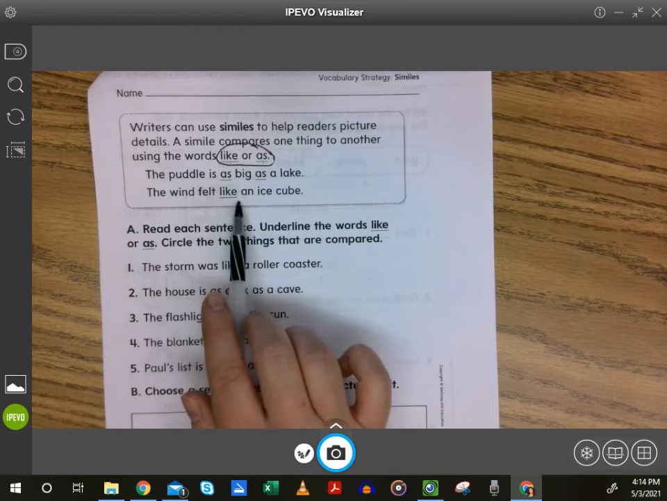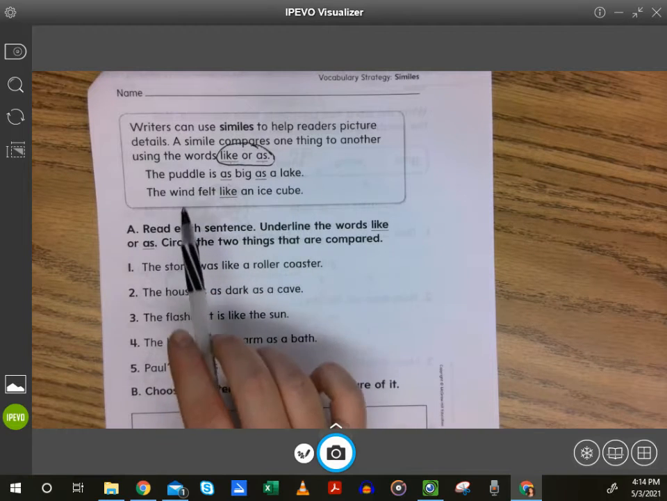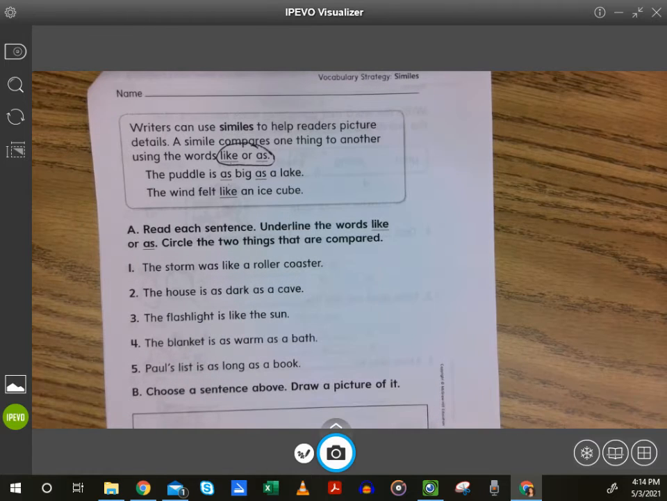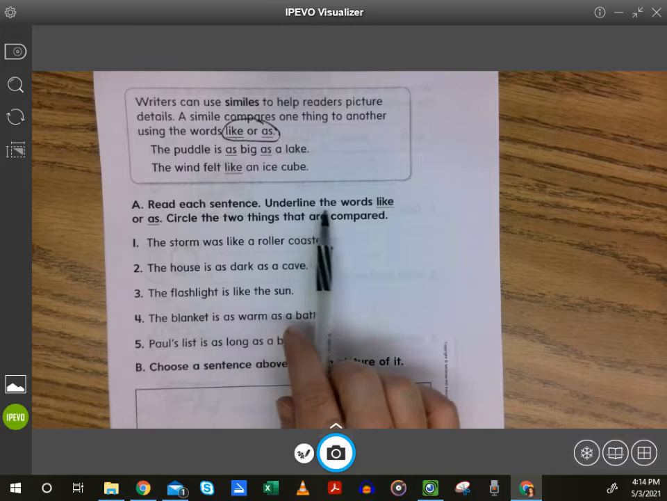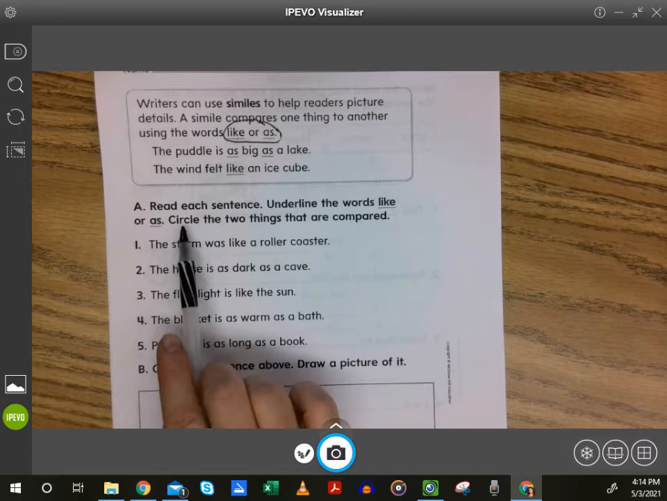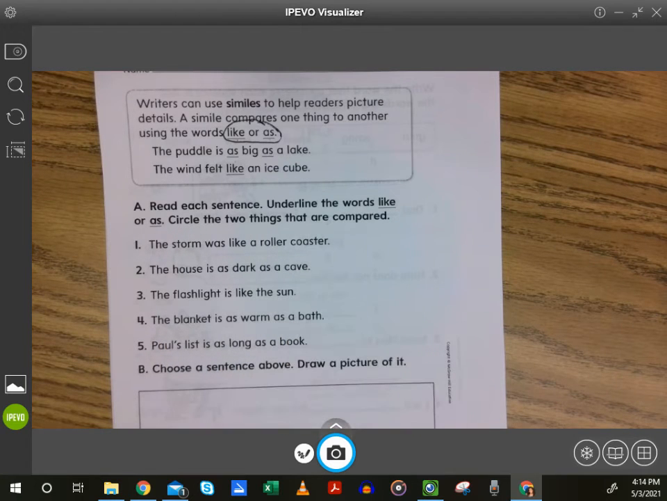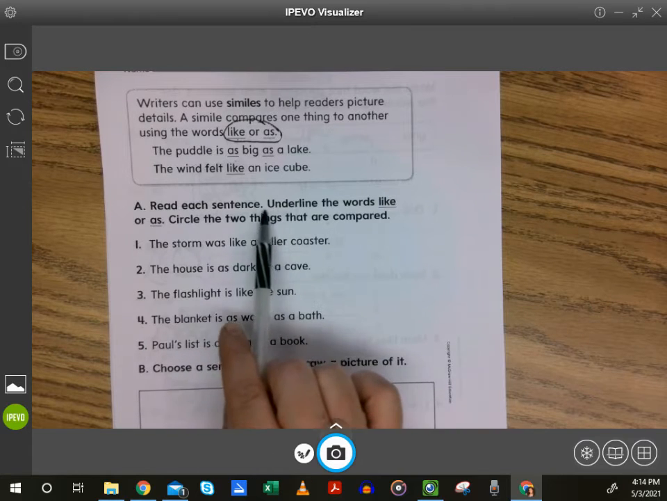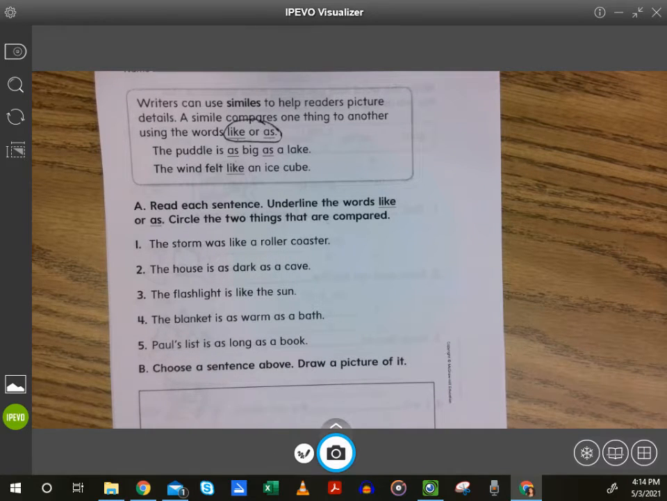The wind felt like an ice cube. I'm saying the wind is really cold. I'm comparing it to an ice cube. We are going to read each sentence and underline the words like or as. Every time we see like or as, we're going to underline it. And then we're going to circle the two things that they're comparing. So those two things, person, place, or thing, are going to be nouns, right?